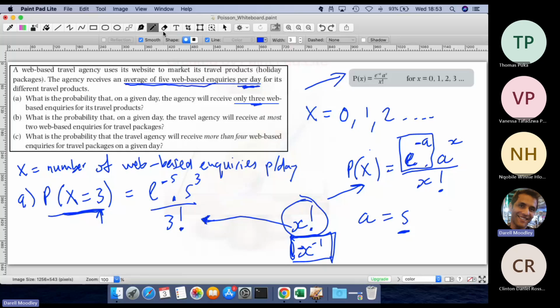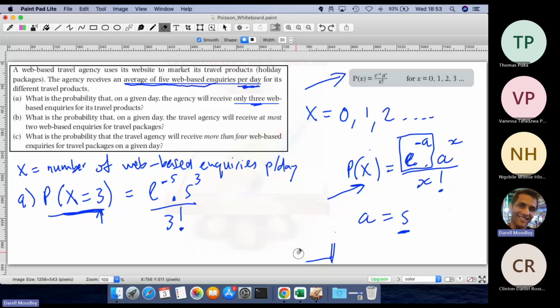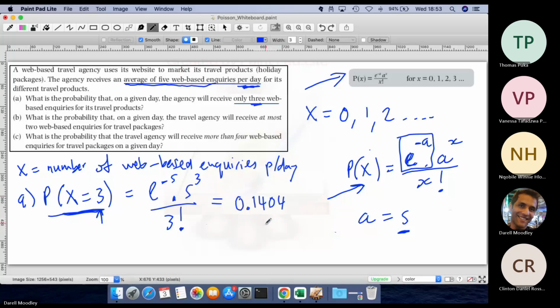If you enter that in your calculator, you will get a value of 0.1404, about 0.14. That's how you would do question A.